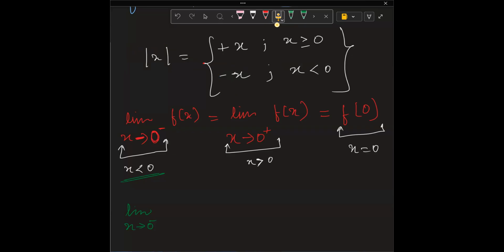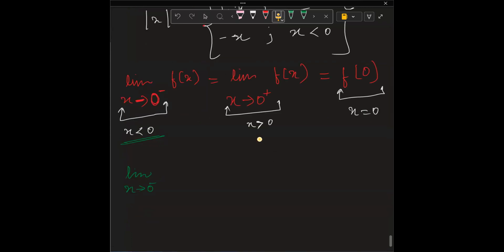Yes, sir. So remember this and always keep this in mind: when your modulus of x is plus x, then your x is greater than 0, and when your mod of x is minus of x, then your x is less than 0. Understood? Yes, sir. So in this we have x tending to 0 minus. So for that our x is less than 0. So what will be our function value? That is minus of x. Minus x होगा ना? Yes, sir.